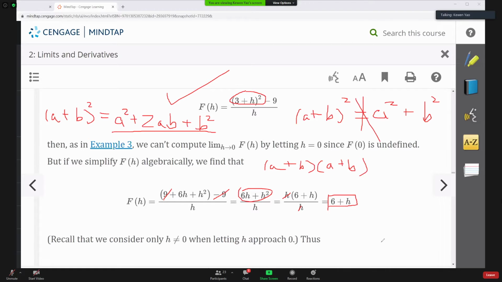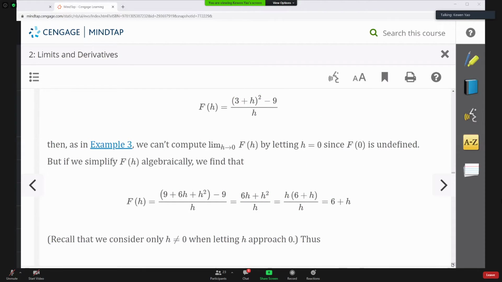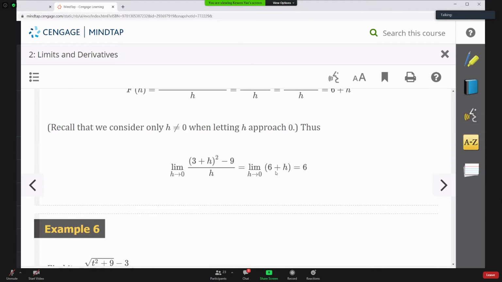Now we can use direct substitution property, right? As h goes to 0, this is a polynomial in h, so the answer is 6. Okay, the answer is 6. See? The limit of 6 plus h as h approaches 0 is, putting 0 inside, by using what?